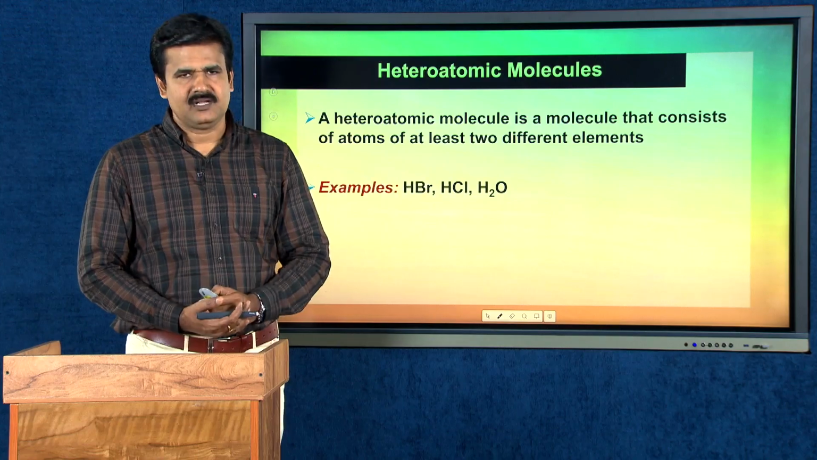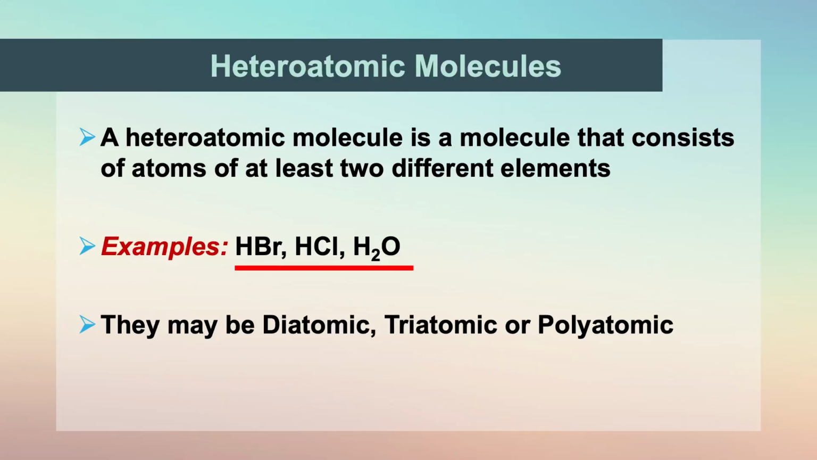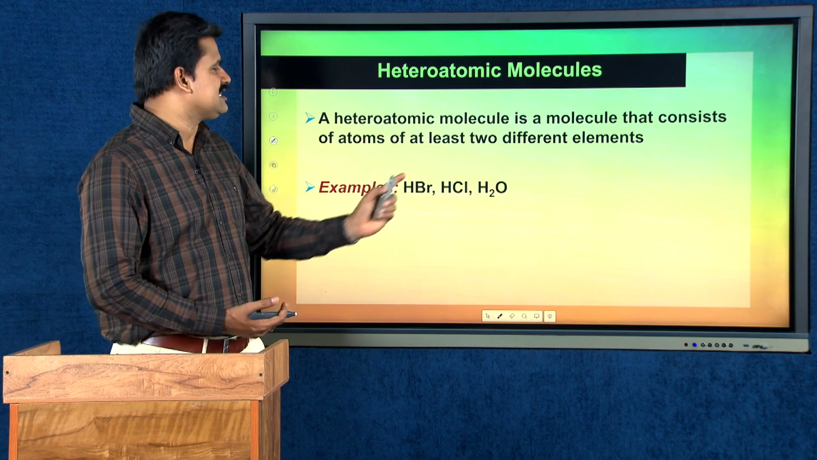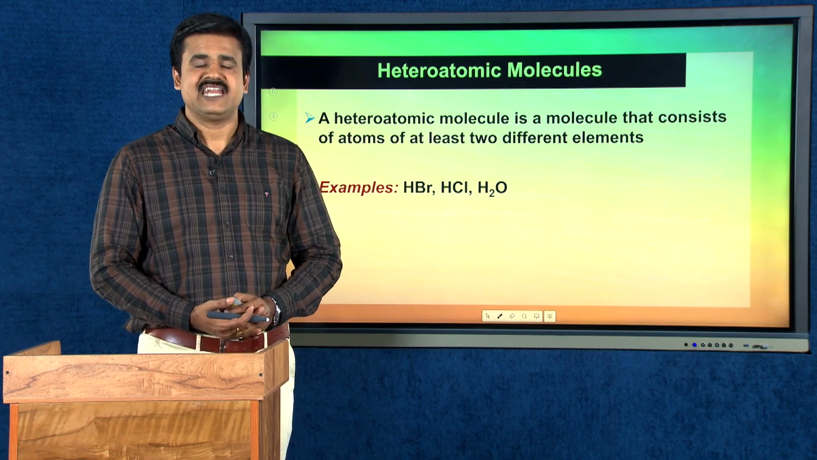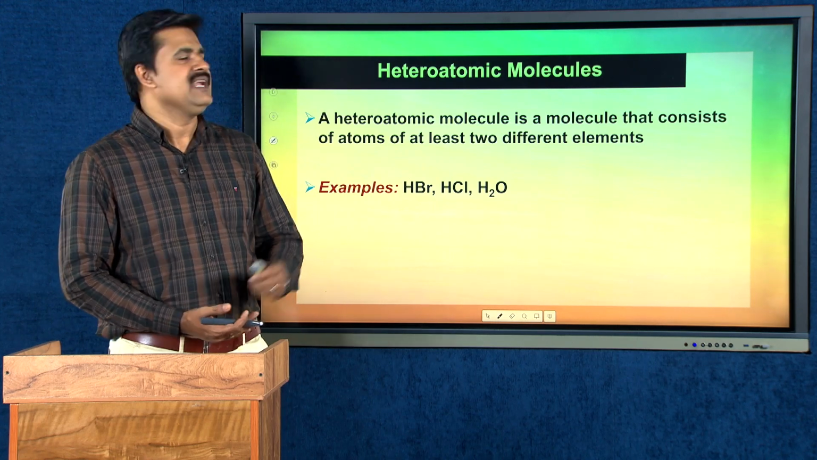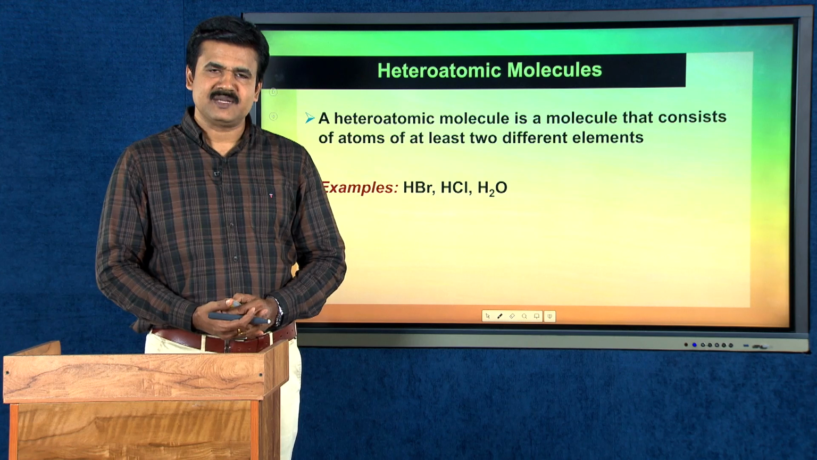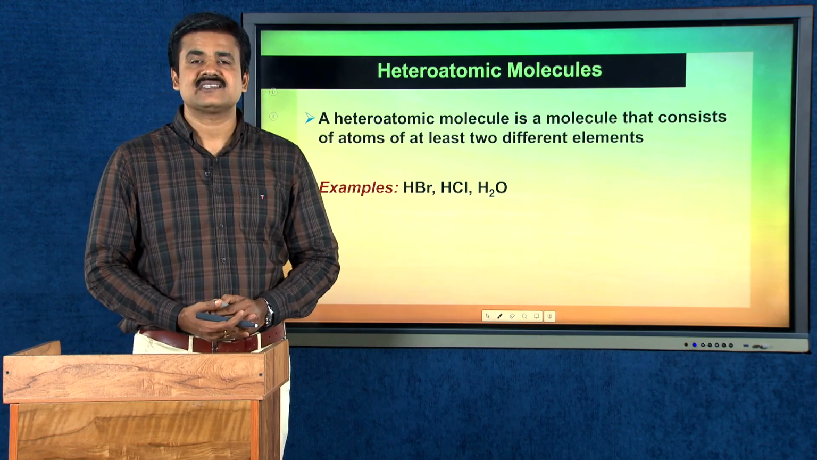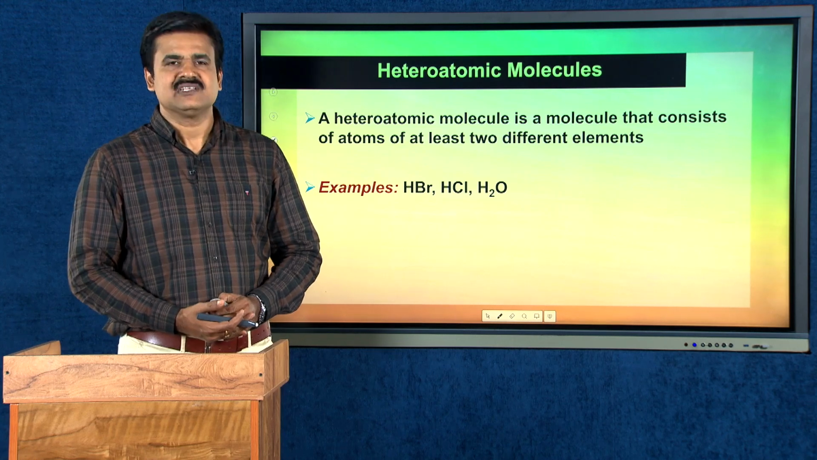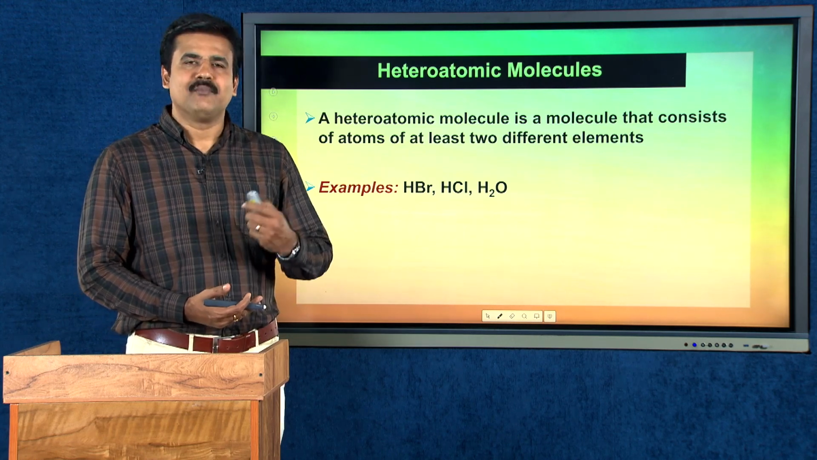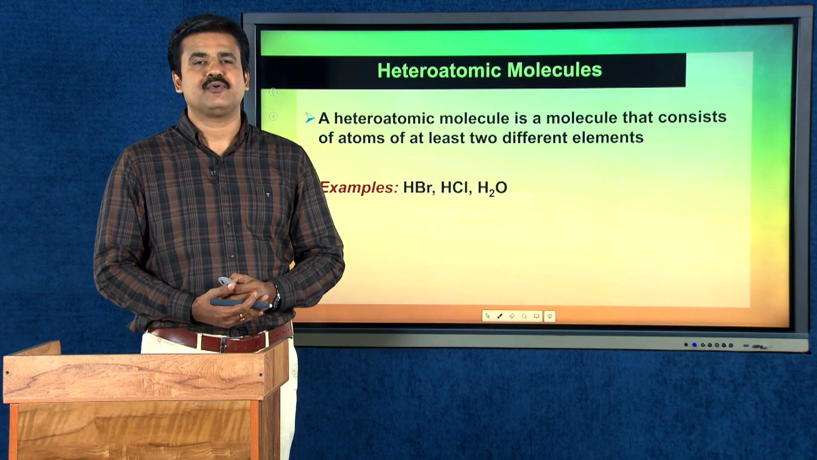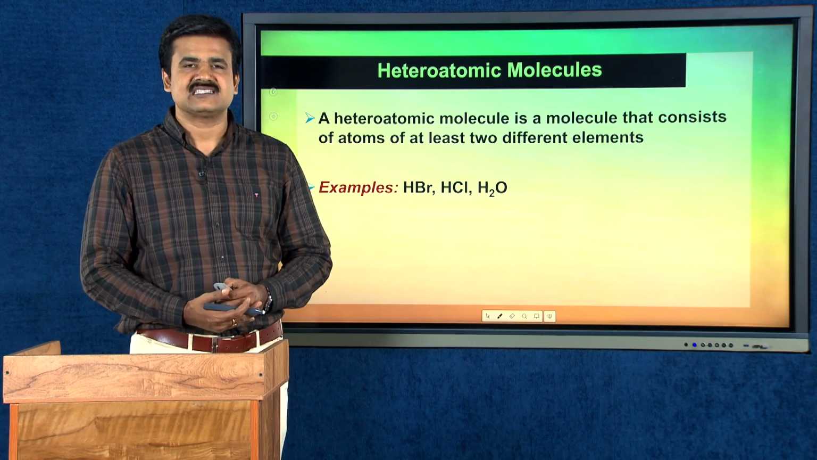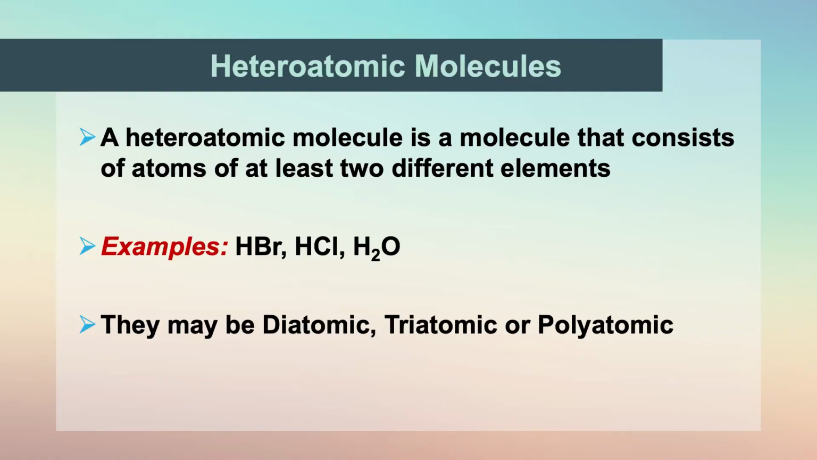For example, HBr, HCl, H2O, etc. In HBr, there are two elements, namely hydrogen and bromine. In HCl, the two different elements are hydrogen and chlorine. And finally, in water, the two elements are hydrogen and oxygen. So, a molecule with two different types of atoms can be considered as a heteroatomic molecule. They may be diatomic, triatomic or polyatomic.